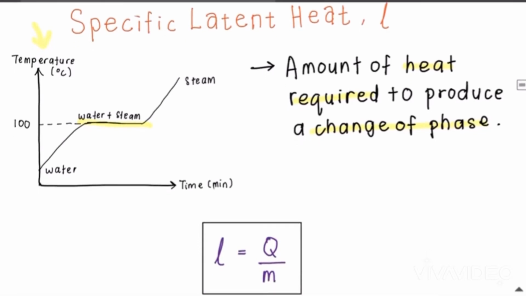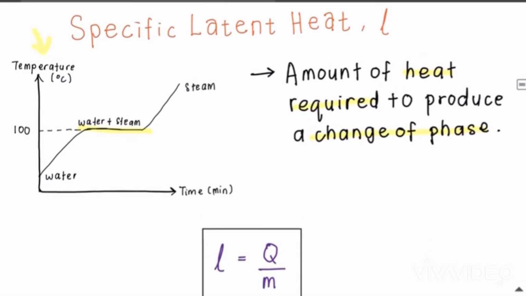So in this subtopic, you will use this formula of L equals Q over M. So Q is the heat in joules, and M is the mass in kg. Simple.